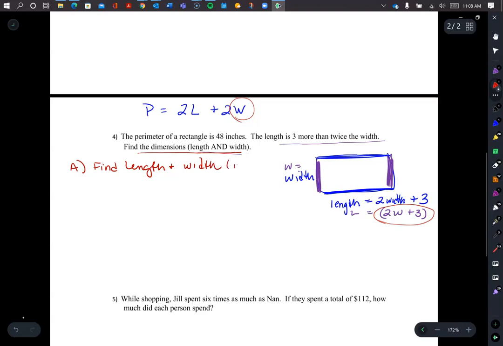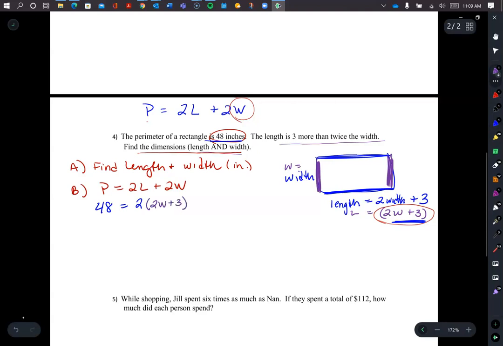And remember, it's in inches. They're just linear measures, like perimeter. I'm given perimeter as 48, so I can sub that in. So I'm going to write my formula here just so everything's kind of put together where you can see it at once. And then I would have the perimeter is 48, so I'm going to substitute that. And then 2L, L I said is 2W plus 3. So instead of L, I'm going to write 2W plus 3.